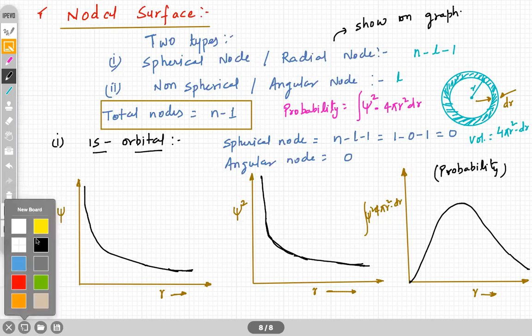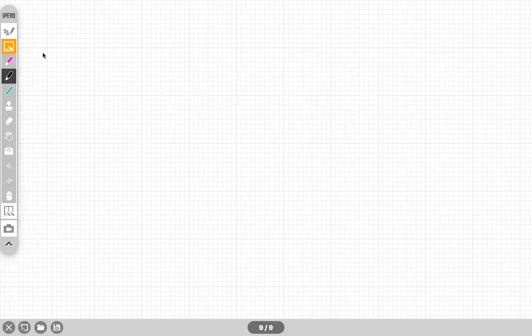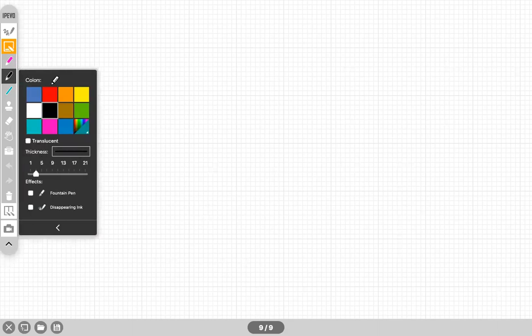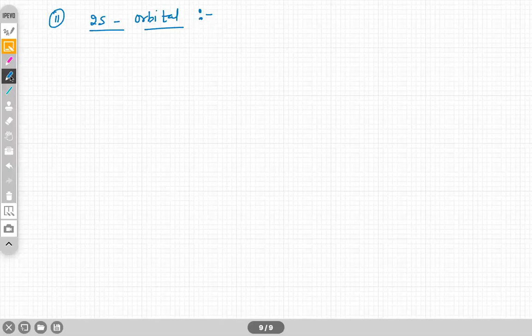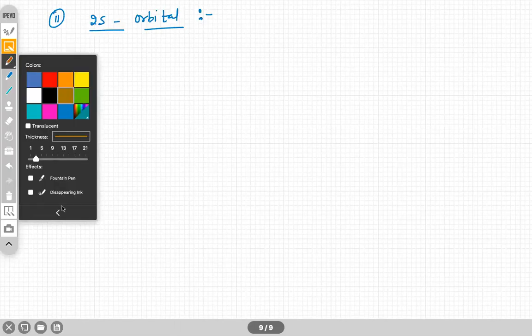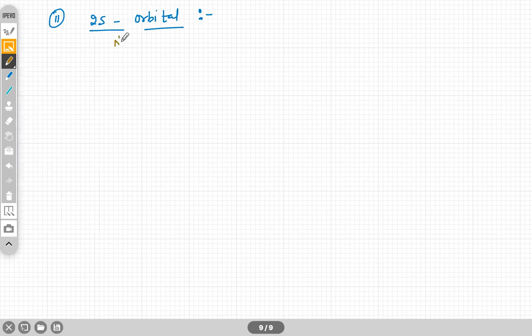Okay, the next orbital you see, suppose the second one, we are taking the 2s orbital. So for the 2s orbital, what can we write? The number of spherical nodes, could you tell me? Tell me the number of spherical nodes. The number of spherical nodes is n minus l minus 1, 2 minus 0 minus 1, that is 1.